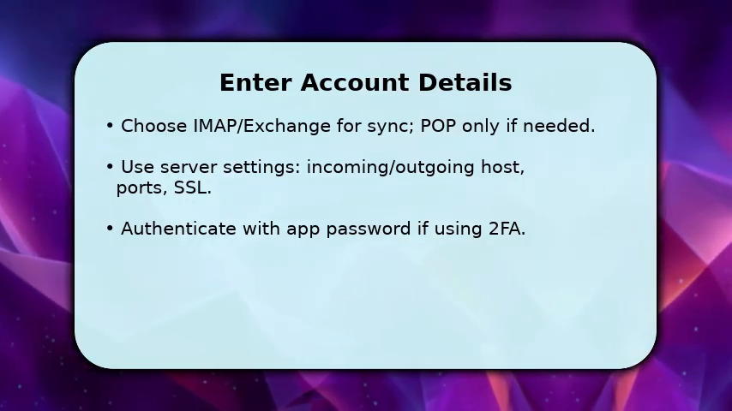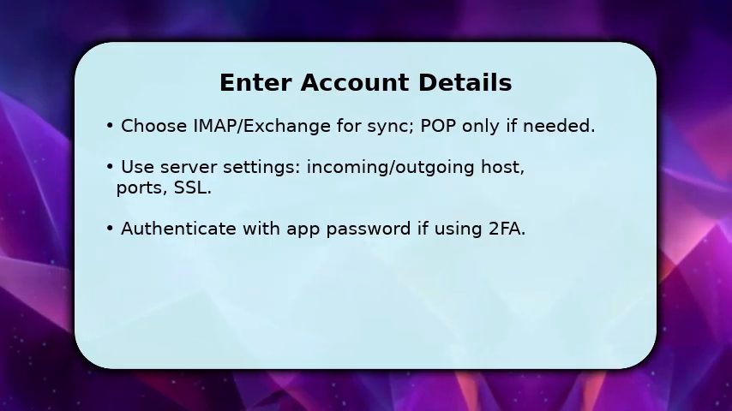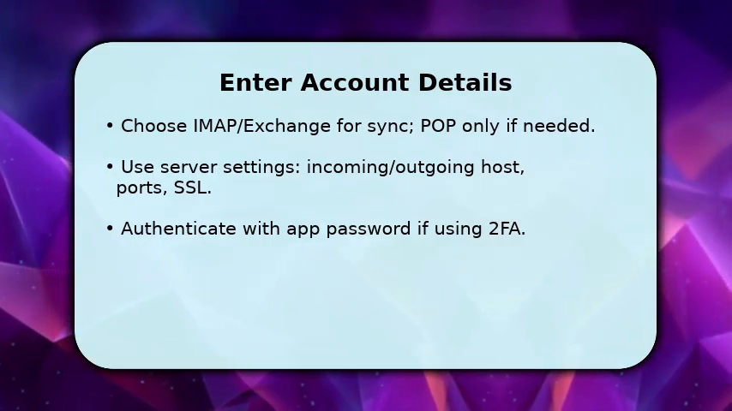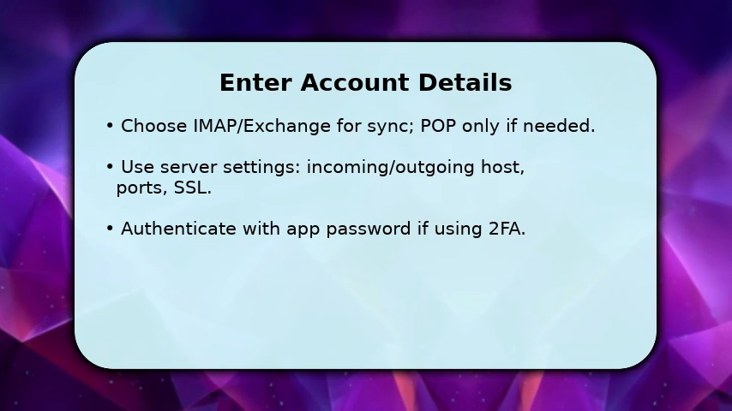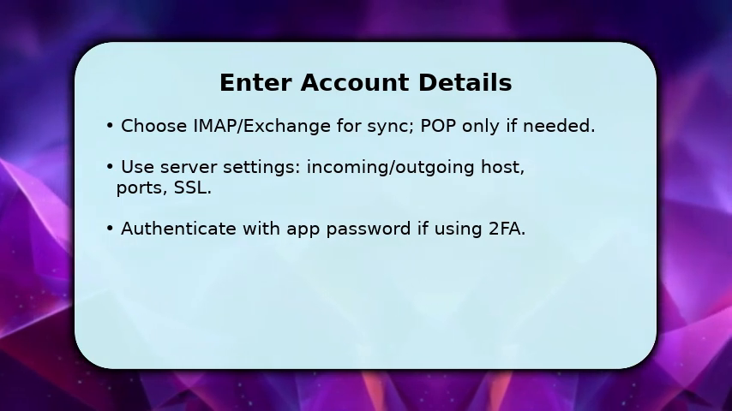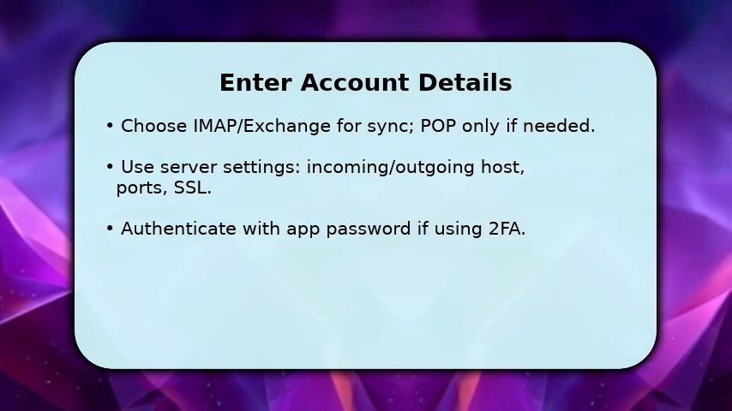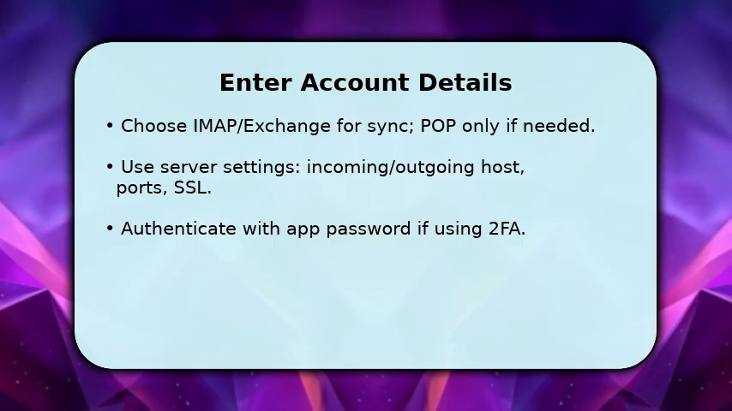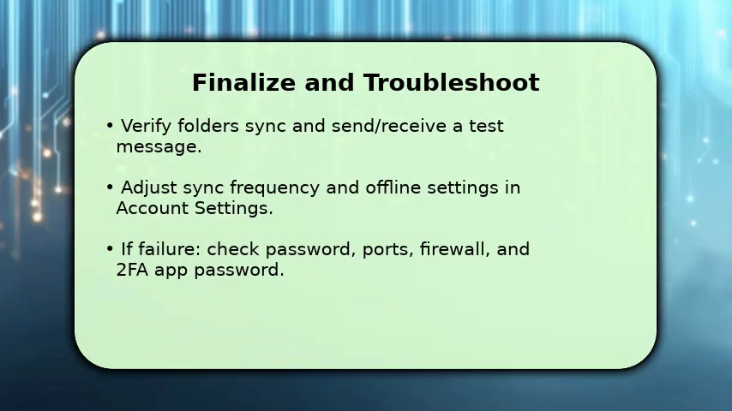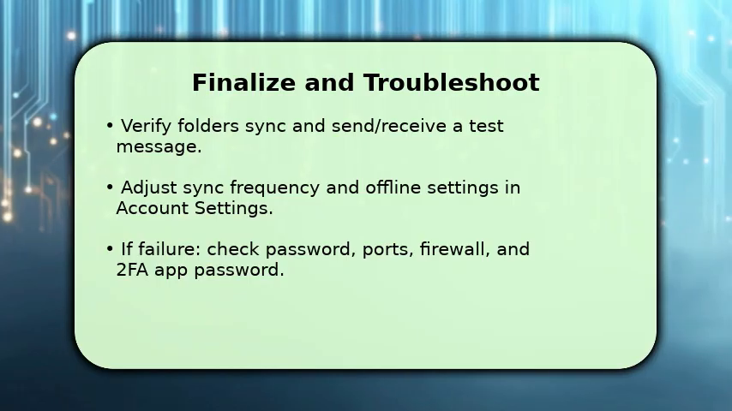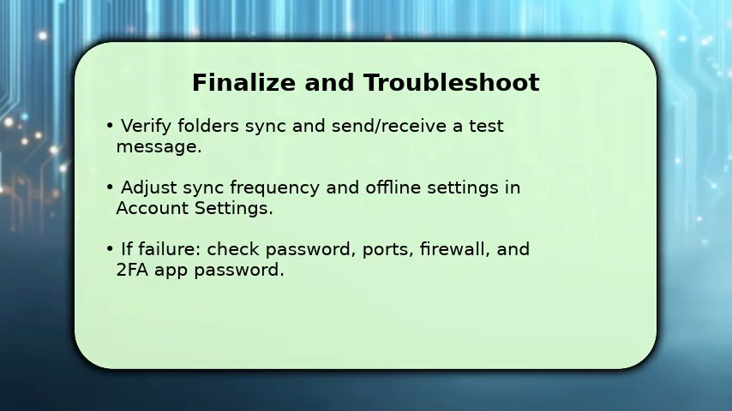If your account uses two-factor authentication, generate and paste an app password rather than the regular password. Once entered, you're at the finish line. Verify inbox, sent, and other folders sync and send a test message to confirm outgoing mail. Make sure sync frequency and offline download settings meet your needs by opening account settings and mailbox sync settings.